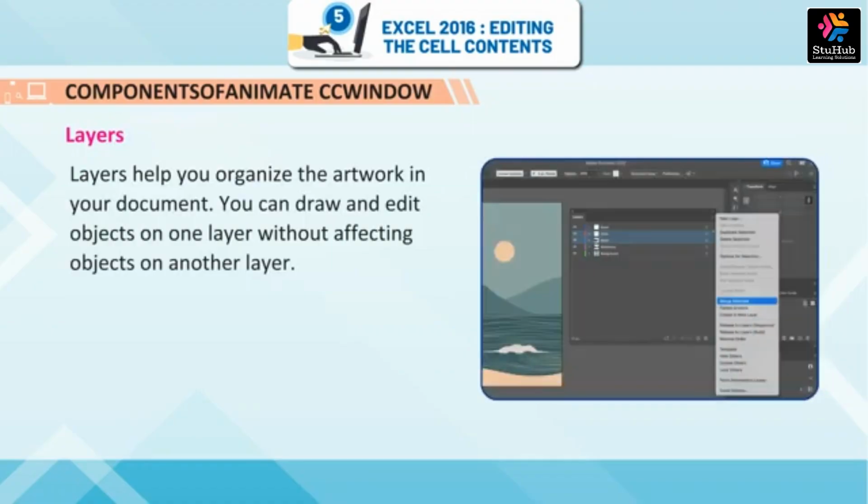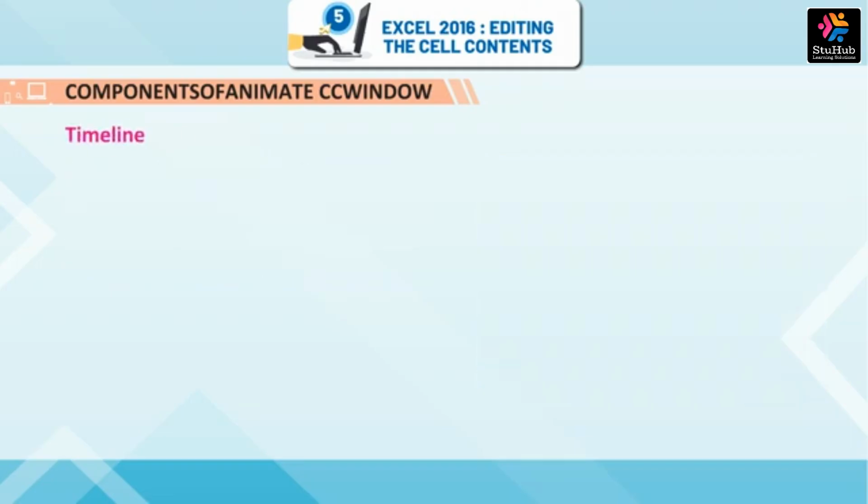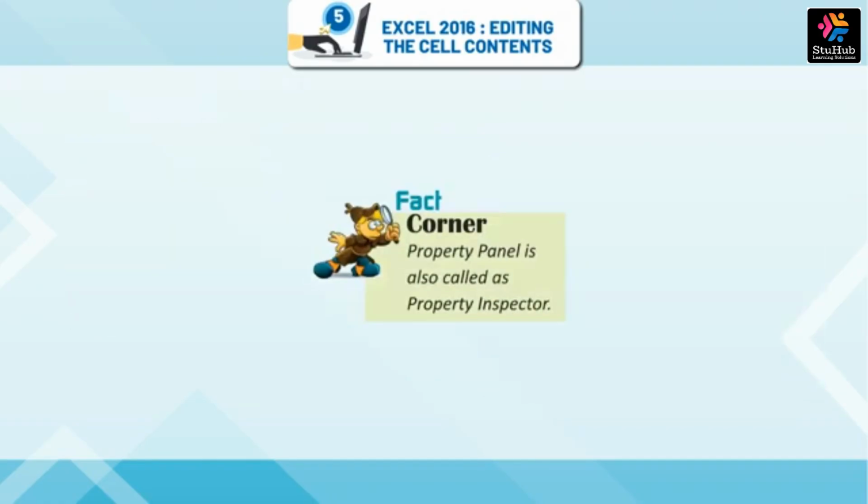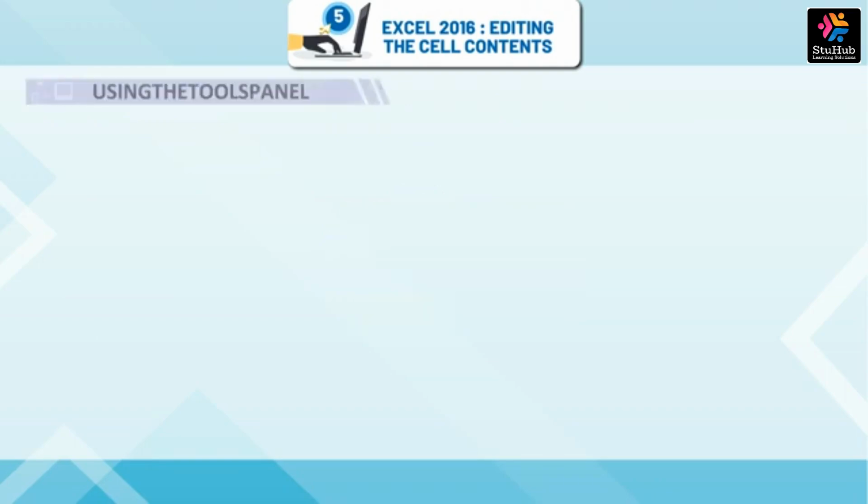Layers. Layers help you organize the artwork in your document. You can draw and edit objects on one layer without affecting objects on another layer. Timeline. The Timeline organizes and controls the content of the document over time in layers and frames. In the Timeline, frames are arranged in a numbered grid. It indicates the current frame displayed on the stage. Fact Corner: The Properties panel is also called the Property Inspector.